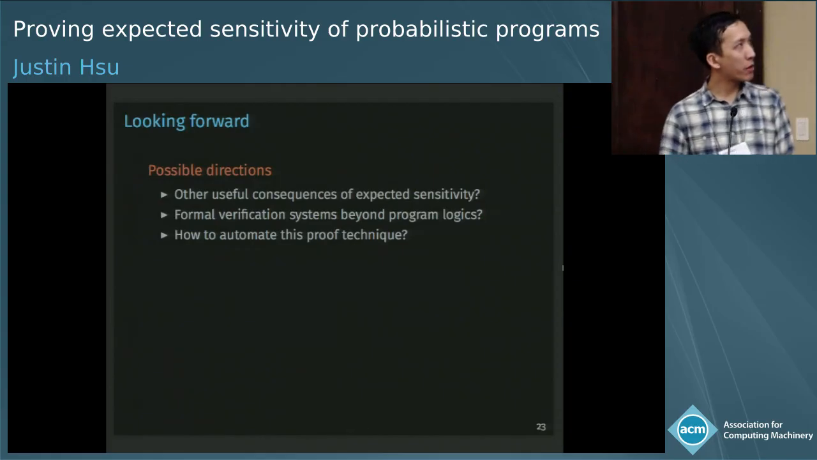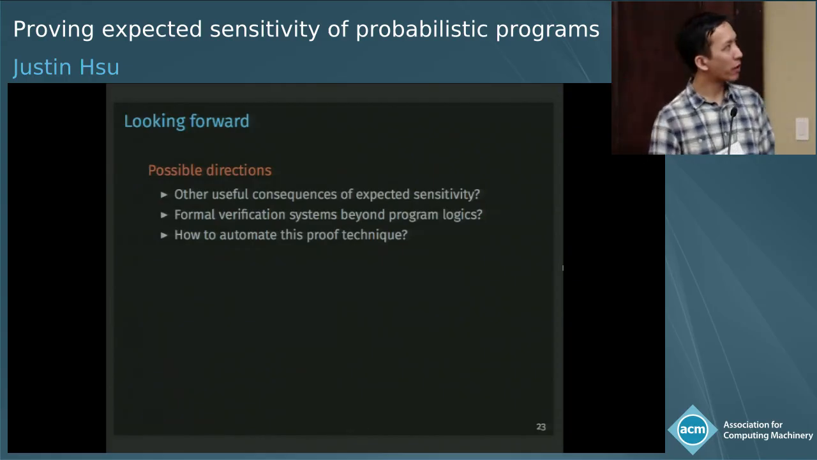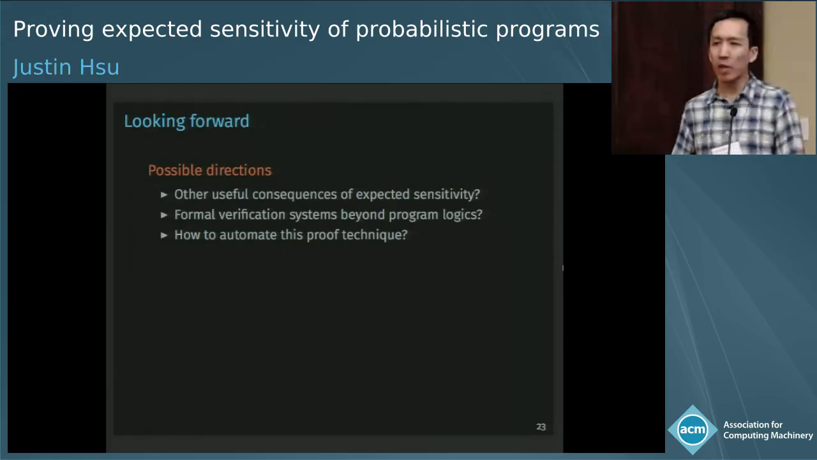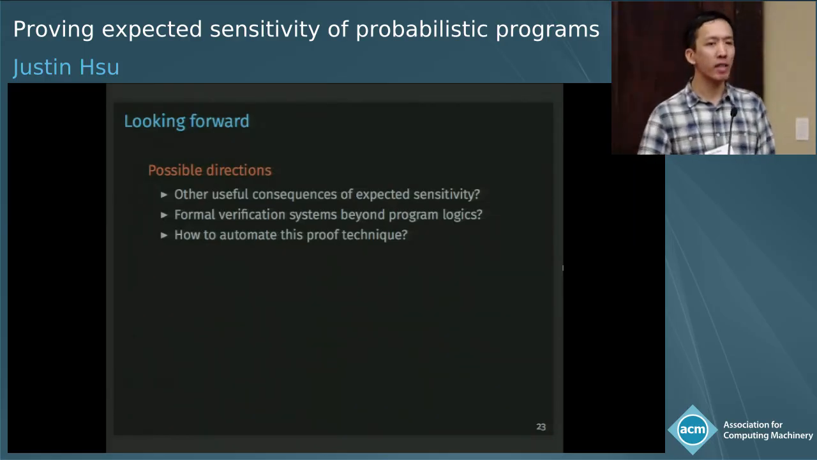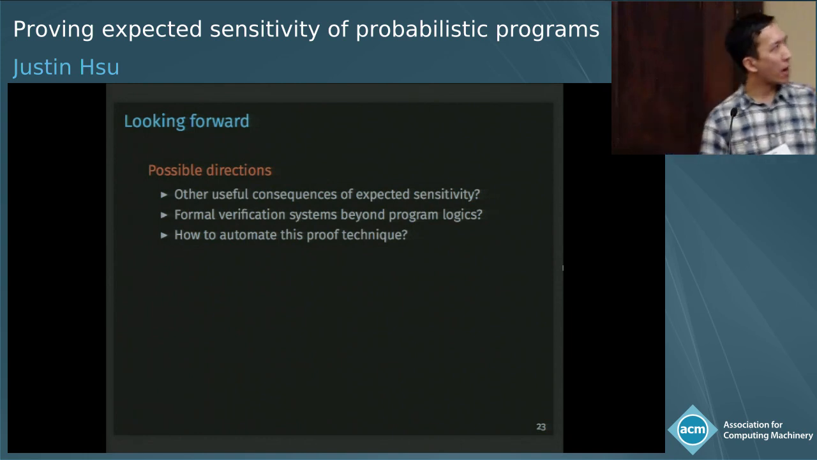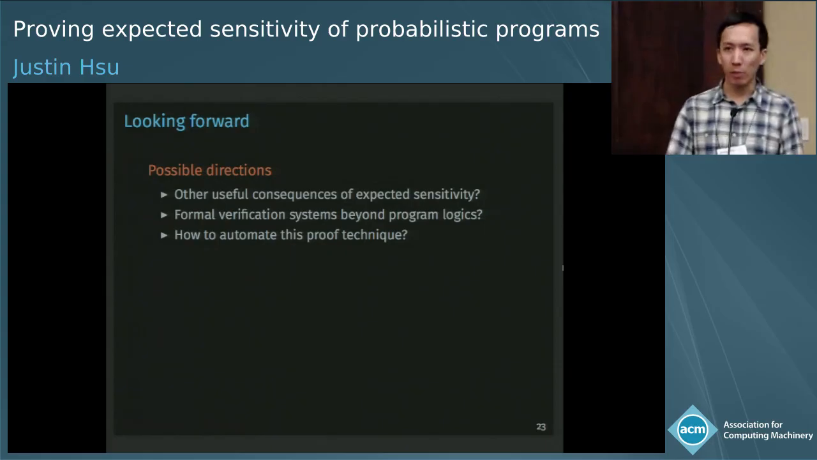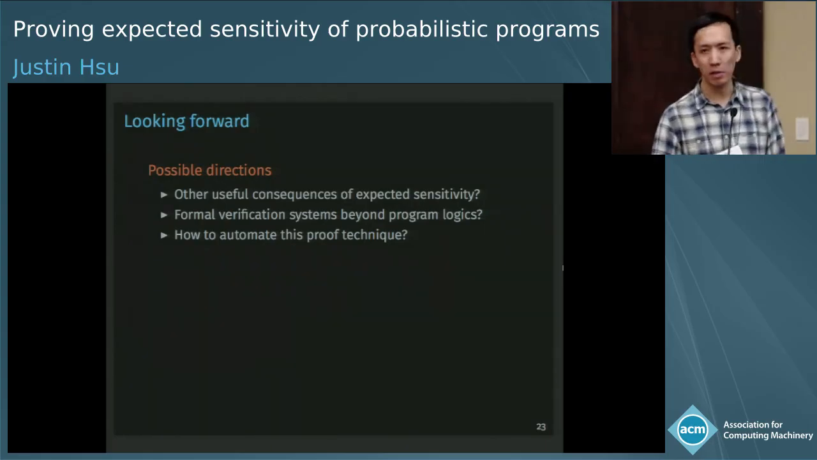And looking forward, there are several possible directions. First of all, there are other useful consequences of expected sensitivity. I showed two, but by varying the ground distance, we can recover other kinds of probabilistic sensitivity. Another question is whether we can use this technology in formal verification systems beyond program logics. The general idea of expected sensitivity isn't tied to program logics, so we would hope that we can use it in other settings as well.